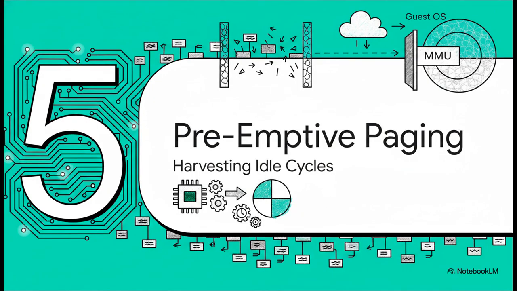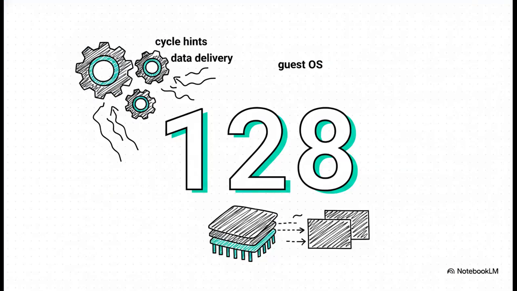Okay, part 5, preemptive paging. This is where we harvest idle CPU cycles. Because here's the thing. Even with perfect memory fences, deterministic projection can still cause stuttering during high-entropy writes. So, to effectively mask that MMU mapping latency from the guest operating system, the hypervisor grabs exactly 128 available cycle hints to ensure zero-wait state data delivery. But you might be asking, where exactly do these cycles come from? Well, they're harvested directly from the guest OS itself.